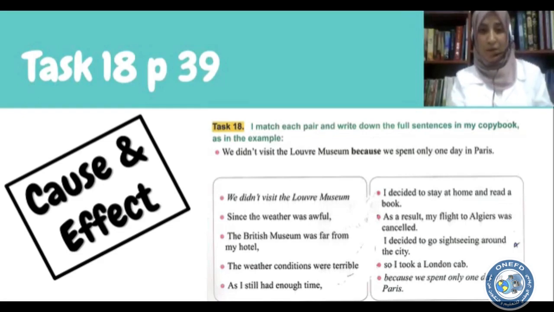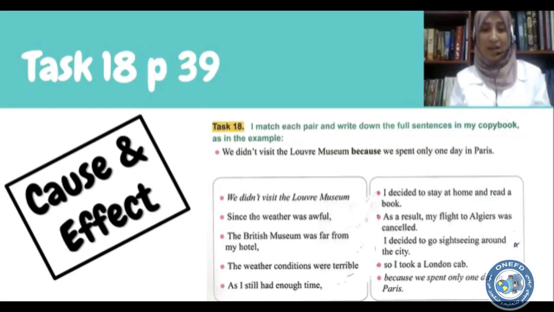Let's look at the example. We didn't visit the Louvre Museum from column number 1 because we spent only 1 day in Paris from column number 2. Let's read the rest of the sentences. Since the weather was awful, it means the weather was bad. The British Museum was far from my hotel. The weather conditions were terrible. It means that the weather was bad. It was maybe rainy, maybe snowy, maybe stormy, so it wasn't good.